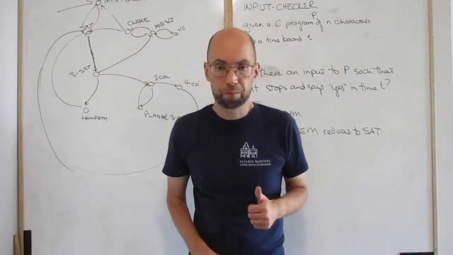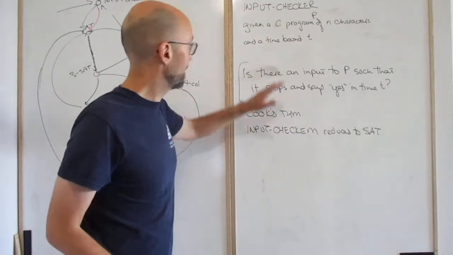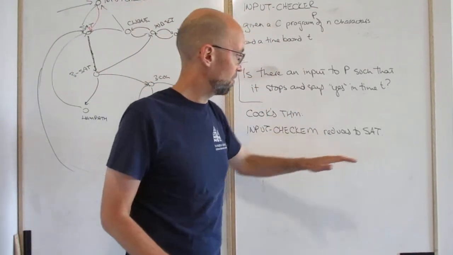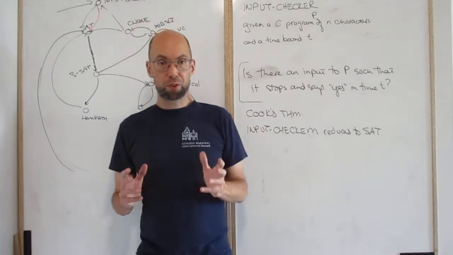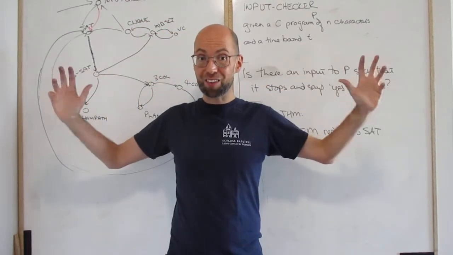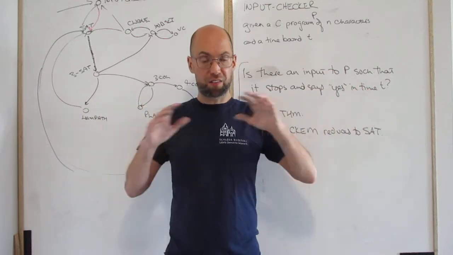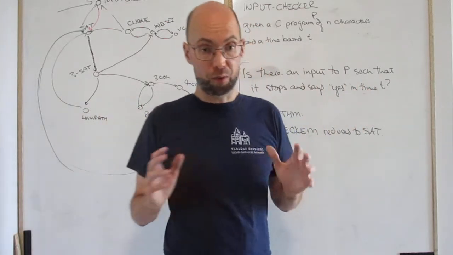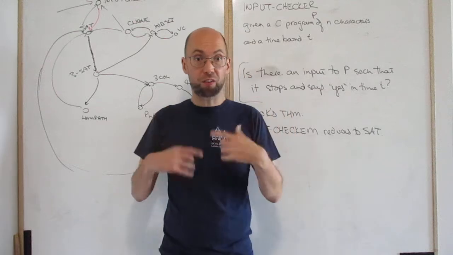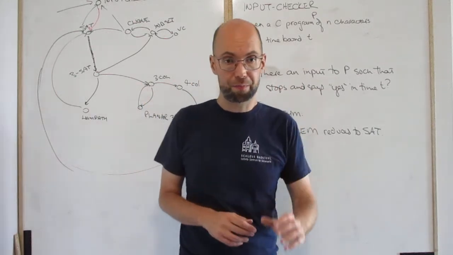14 people. Okay, so this is the reduction. The idea is to reduce input checker to SAT. Given some program, we want to write a big formula, but of polynomial size, and it's going to be satisfiable if and only if, for some input, the program is going to run and say yes in polynomial time.